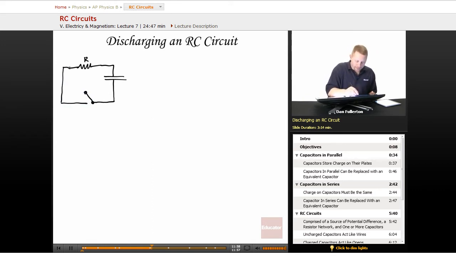So over here we have our capacitor, C, voltage across it, plus minus VC, and we'll define our current as going this way. And again, at t equals 0 is when we're going to close our switch.